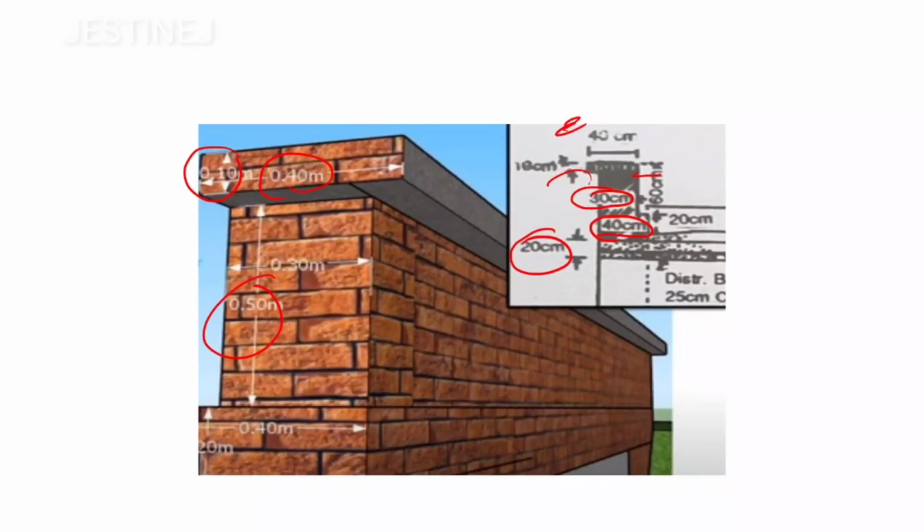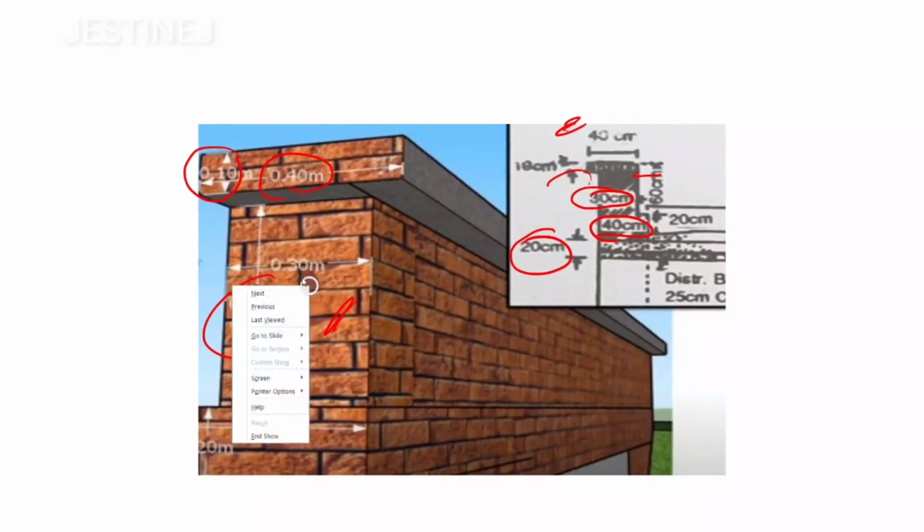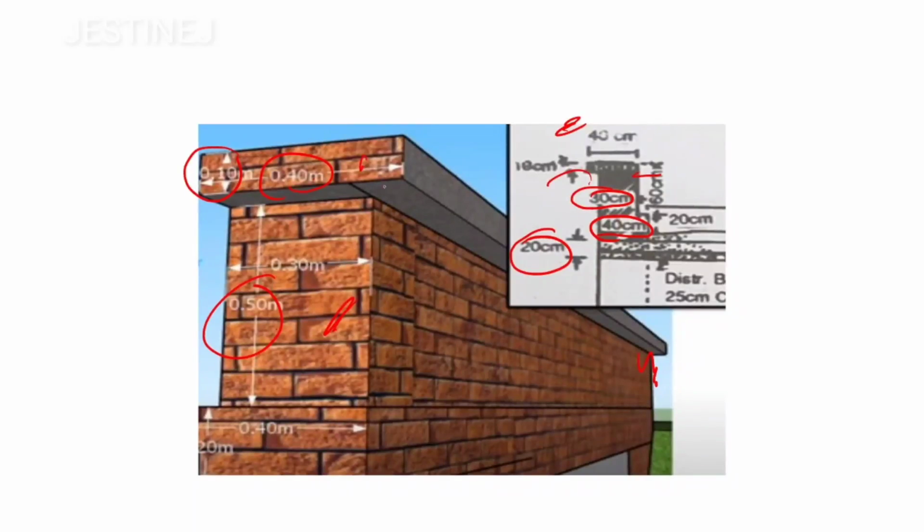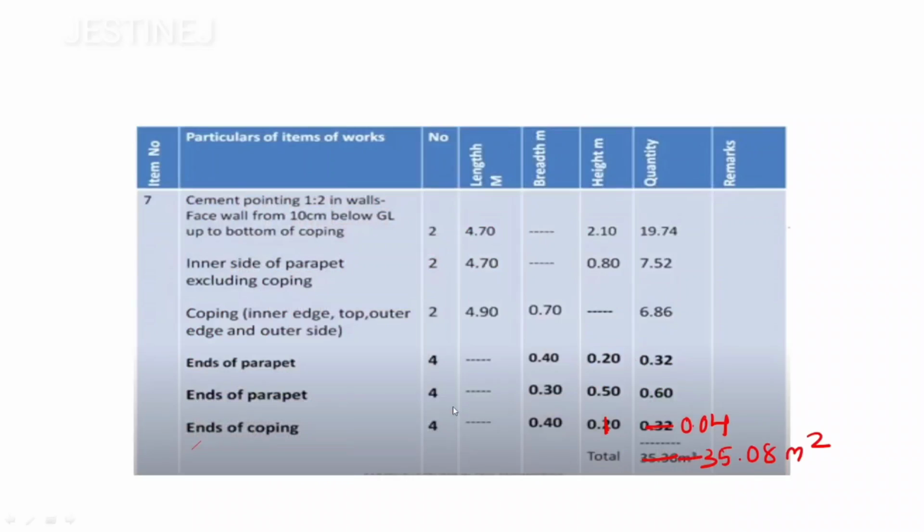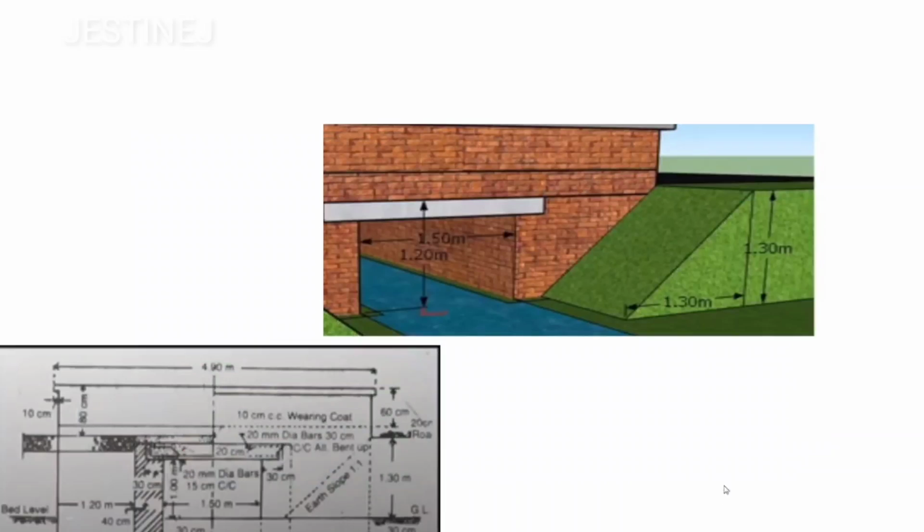Okay, so we need to calculate these areas. The first one is 0.4 multiplied by 0.2, then 0.3 multiplied by 0.3, 0.5, then 0.1 multiplied by 0.4, and this side will be the same on this side also. The same portion will repeat on this side, and the same case is repeated on the other side also. So the total number is going to be 4 in each case. If you observe clearly, you will get these values, and finally 35.08 meter square. Okay, meter square finally.